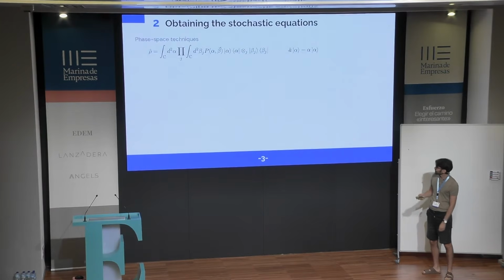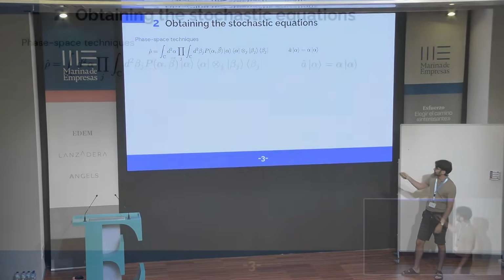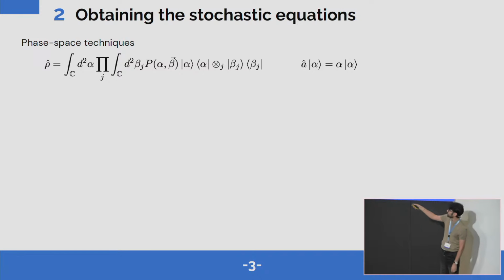As I told you in the beginning, our goal is to obtain a set of stochastic Langevin equations from a non-Markovian open quantum system. So we're going to apply phase-space techniques, which basically consist of taking the density operator of the system plus environment and developing it in a basis of coherent states. This is the Glauber-Sudarshan representation. Then we will switch from an evolution equation for this density operator into stochastic Langevin equations that will give us the evolution of the system.